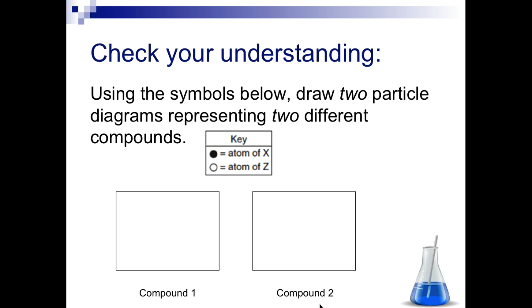Alright, now what I want you to do is use the symbols of X and Z, and I want you to draw two particle diagrams, and the particle diagrams that you draw for compound 1 and compound 2 need to be different. You can't have the same. So make sure you're arranging your black and your white dots accordingly so that you get two different compounds. We are going to talk about this first thing tomorrow.